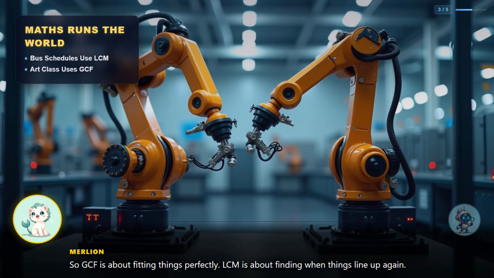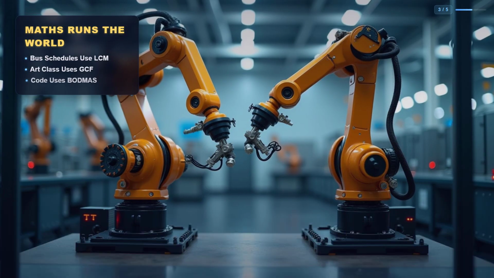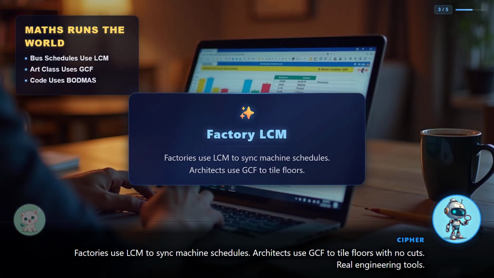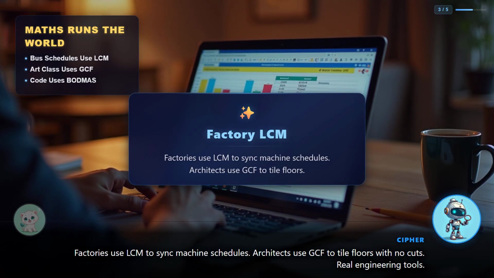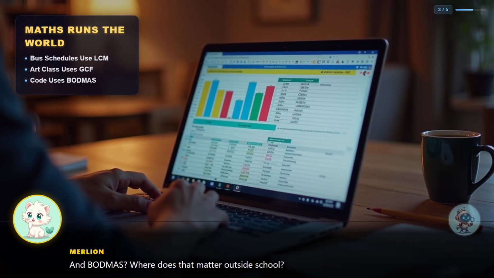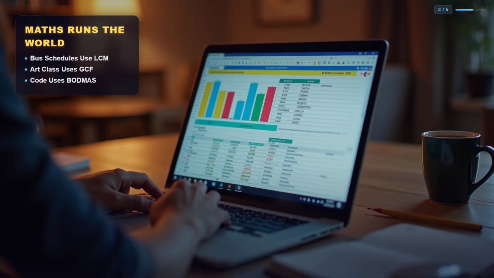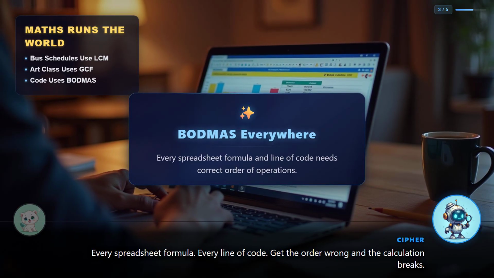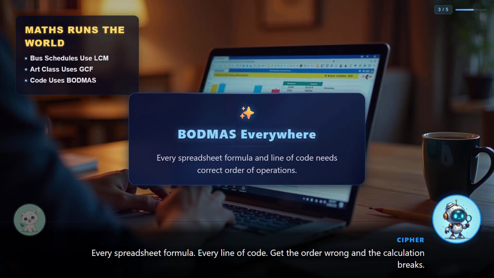LCM is about finding when things line up again. Factories use LCM to sync machine schedules. Architects use GCF to tile floors with no cuts. Real engineering tools. And BODMAS? Where does that matter outside school? Every spreadsheet formula, every line of code. Get the order wrong and the calculation breaks.